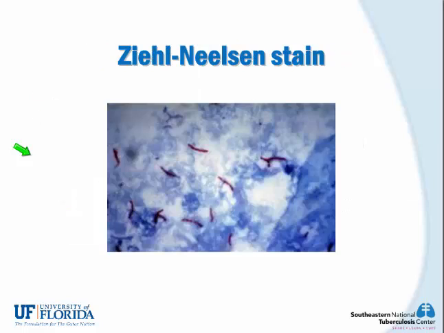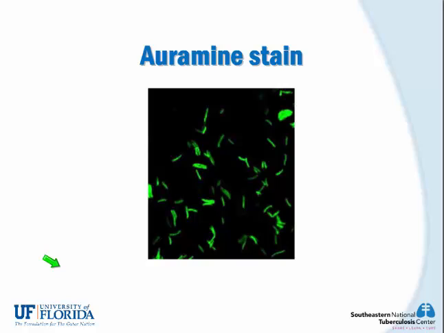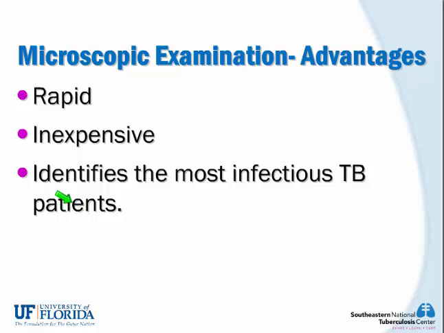So this is a Ziehl-Neelsen stain where you can see here the acid-fast bacilli, compared to the fluorescence or the Auramine stain, where you can see the acid-fast bacilli shining, fluorescing. Now, the advantages of microscopic examination: it's rapid, it is inexpensive, so it can be used in all the countries, even with limited resources, and it identifies the majority of infectious TB patients if acid-fast bacilli were present in the sample.